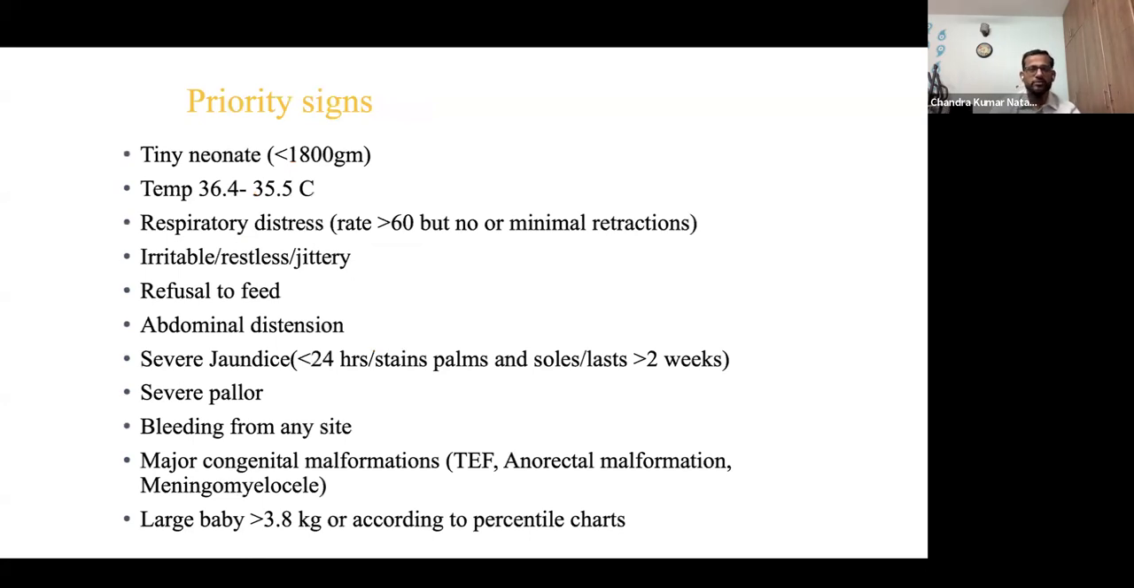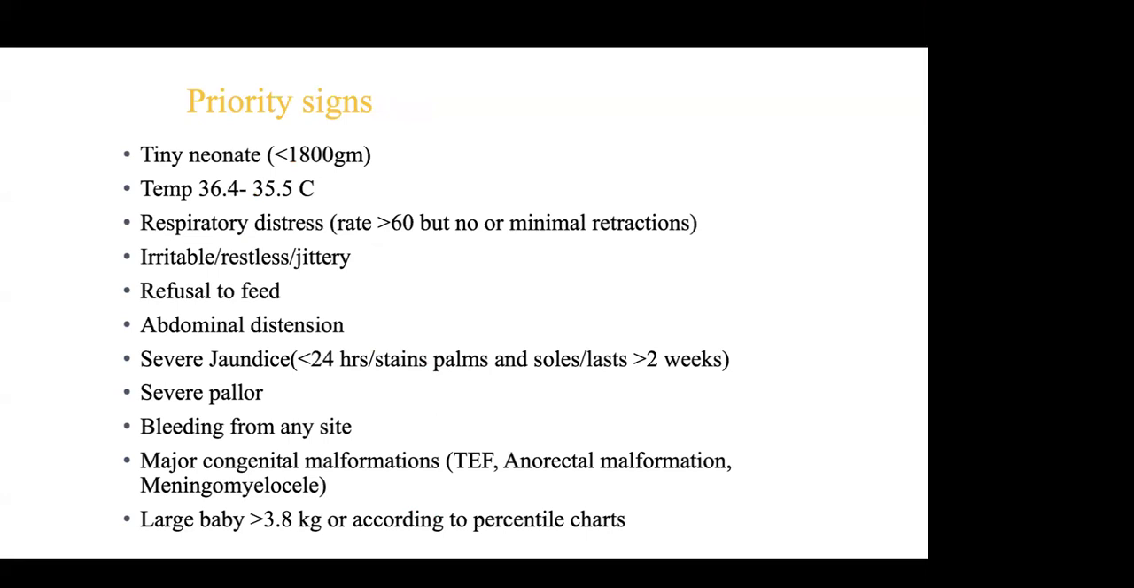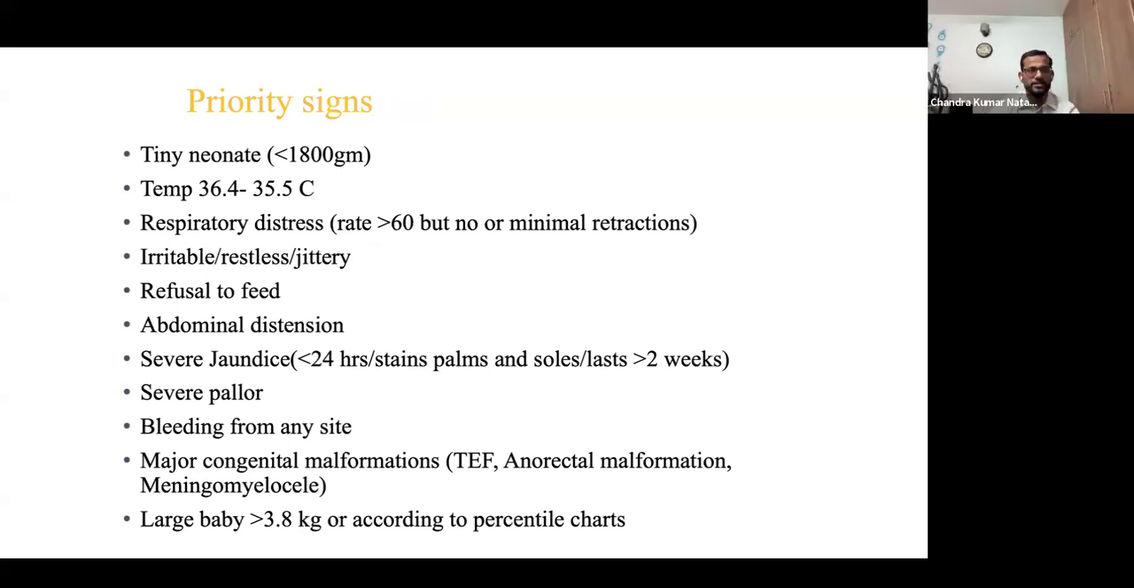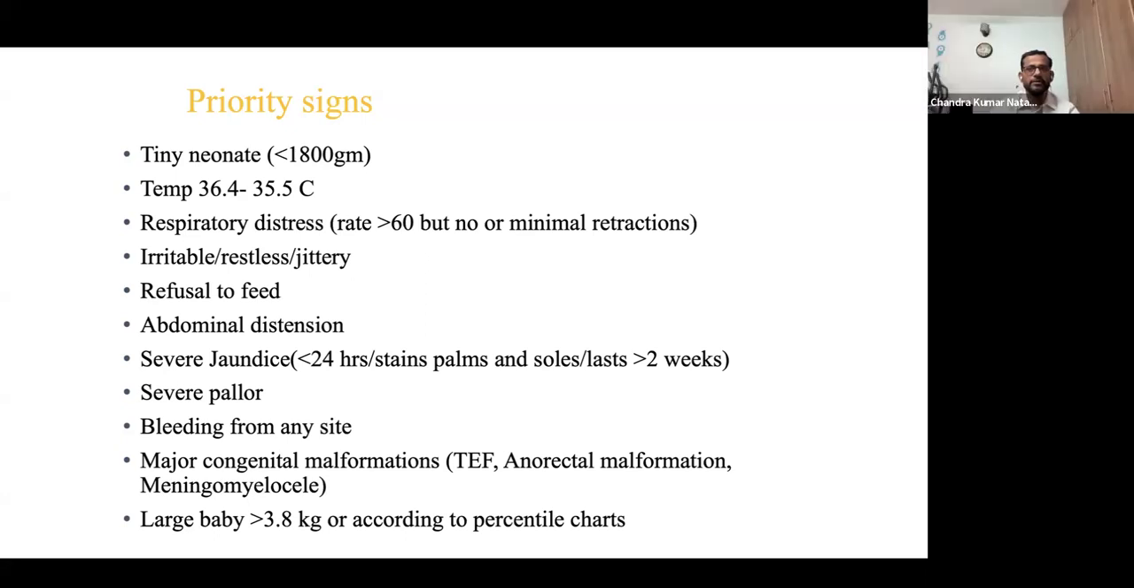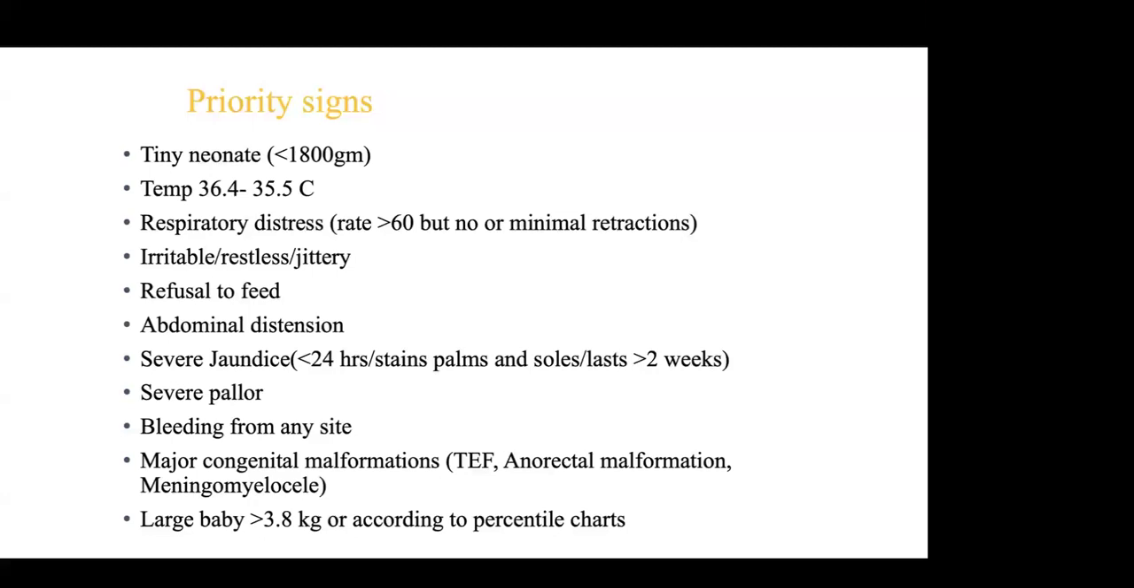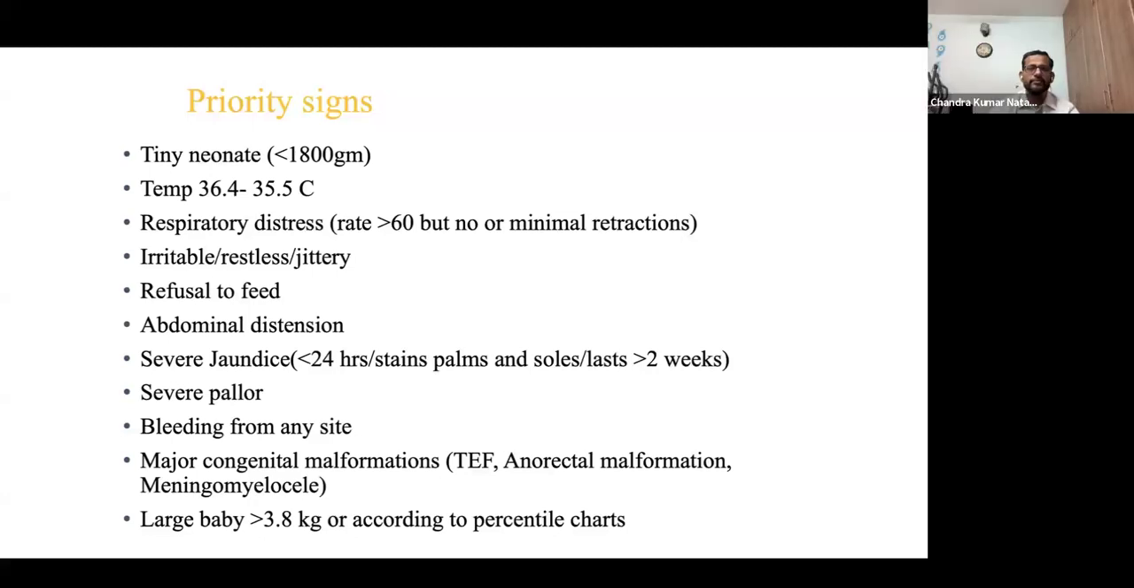Here you have a tiny baby, less than 1.8 kg. Temperature between 36.4 and 36.5, that is mild hypothermia or cold stress, and some respiratory distress, rate around 60 to 70 with minimal retractions. The baby is irritable, restless, jittery. The baby is refusing to feed.